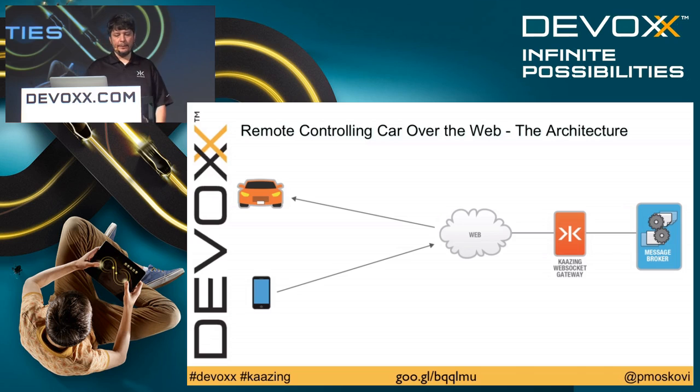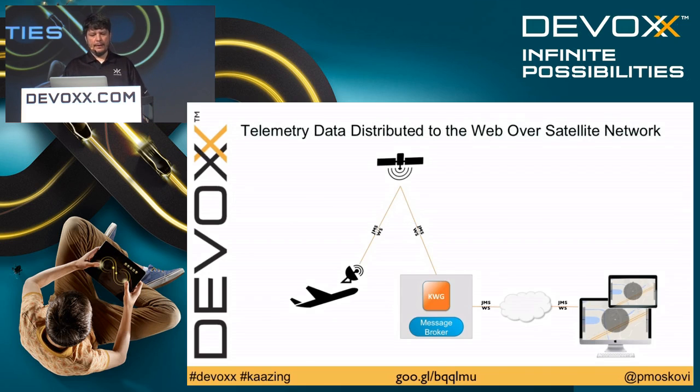One key takeaway here again is that the phone was running a JavaScript client, the car was running a Java client, and the message broker had no idea that either one of these were out there on the public web. Okay, so let's move on to the second example.